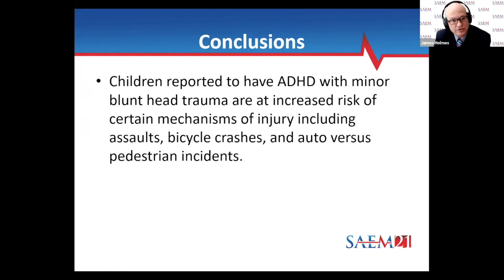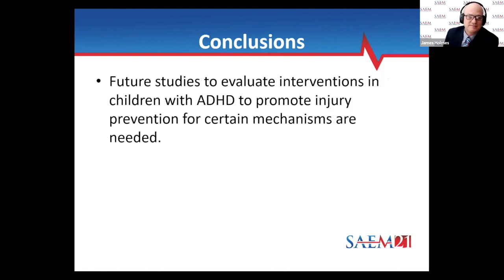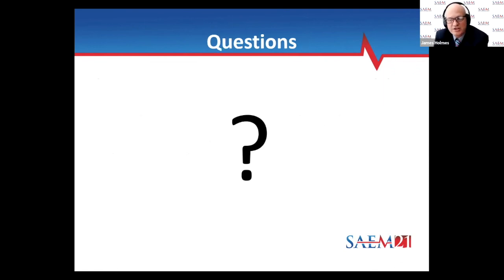In conclusion, children reported to have ADHD with minor blunt head trauma are at increased risk of certain mechanisms of injury, including assaults, bicycle crashes, and auto versus pedestrian incidents. Future studies should evaluate interventions in children with ADHD to promote injury prevention efforts for certain mechanisms of injury. Thank you very much, and I'm happy to answer any questions.